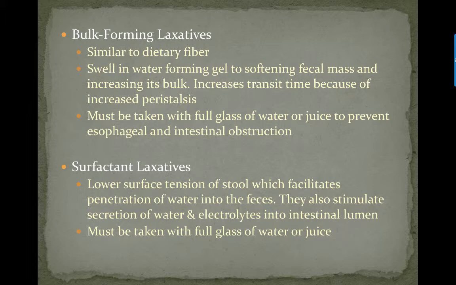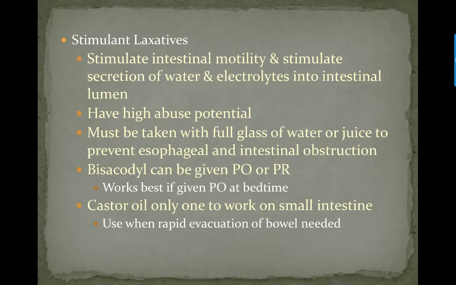Surfactant laxatives simply lower the surface tension of the stool, which makes it easier to pass out the rectum. They stimulate secretion of water and electrolytes into the intestinal lumen, and so they basically just make the stool that you have in there a little more slippery. One of the very common ones is Docusate or Colace. They, again, produce a soft stool, and they just make the stool easier to pass. They have to be taken with a full glass of water as well, because they don't cause as much obstruction as the bulk forming laxative, but they do need a lot of water for absorption.